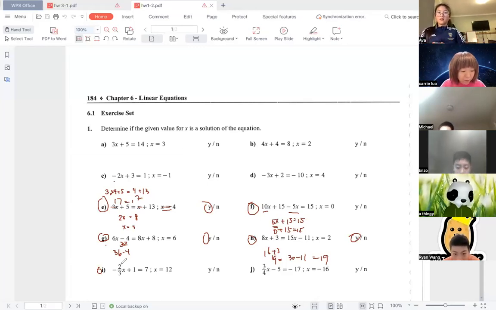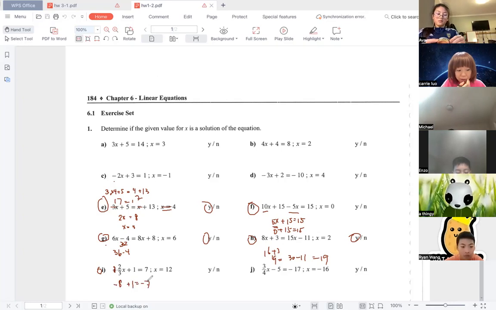Okay, Michael, could you please tell me how to do this one? Number I? Oh, it's wrong. Because you times -2/3 by 12, and then you get -8. And then -8 plus 1 is -7, so it's wrong. Okay, very good. If it's 2/3 times 12, it will be 8, right? But it's negative. So it's -8 plus 1 equals -7, right? And the other side is 7. So it's not right.